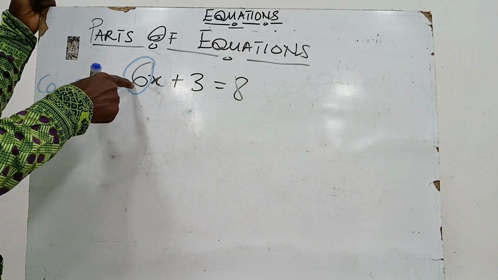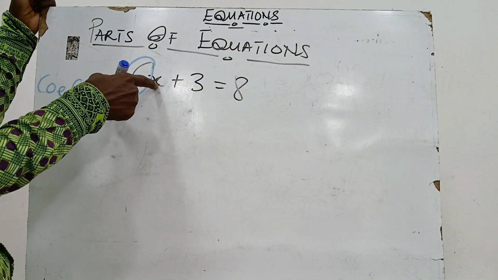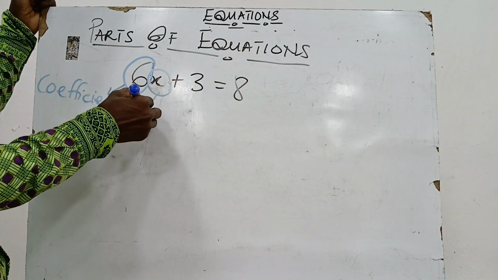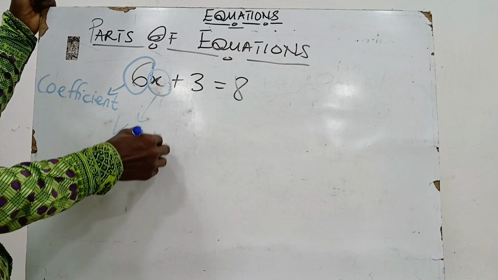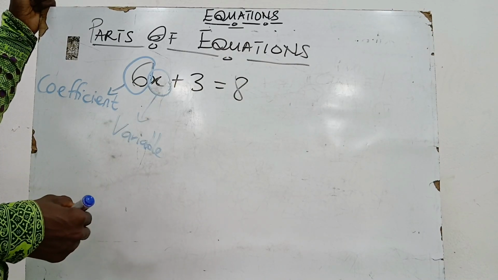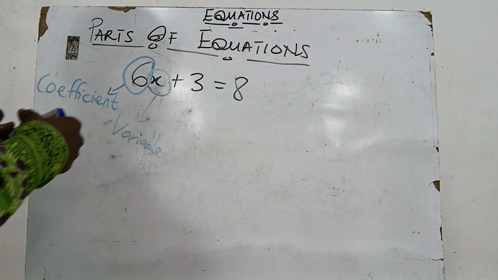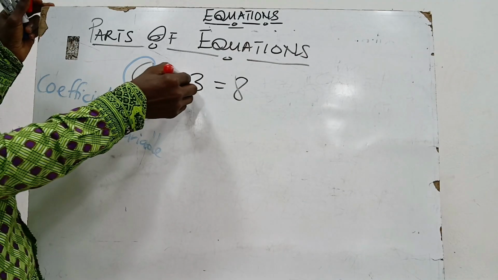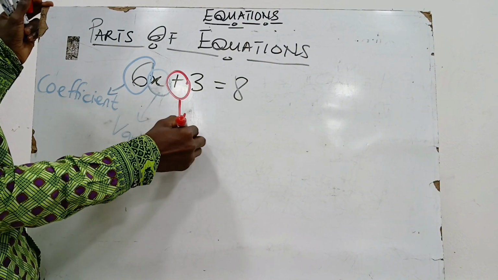Okay, you see that this 6 is attached to what? X, or it is being multiplied by an x. So we call this x here the variable. The letter, we call it the variable. Are you okay? Then we call the sign here, the plus, the operator.